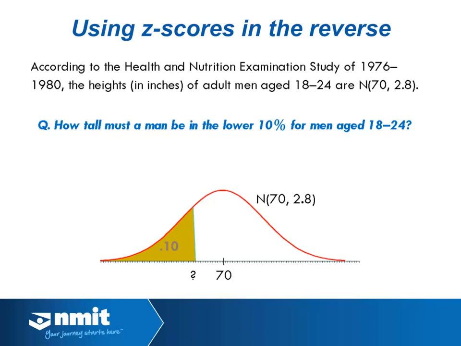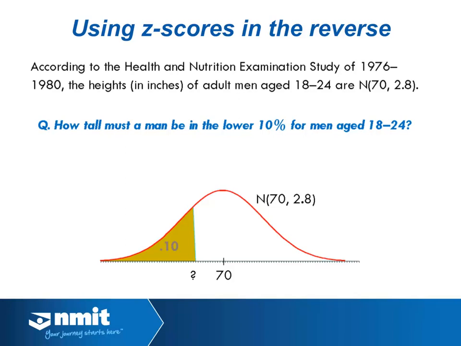Okay, let's look at another example here. This one's from an examination that took place of adult men in the US between 1976 and 1980, looking at the heights of men aged between 18 and 24. What we're told is the data is normally distributed with a mean of 70 and a standard deviation of 2.8. The question is, how tall must a man be to be in the lower 10% for men aged 18 to 24?